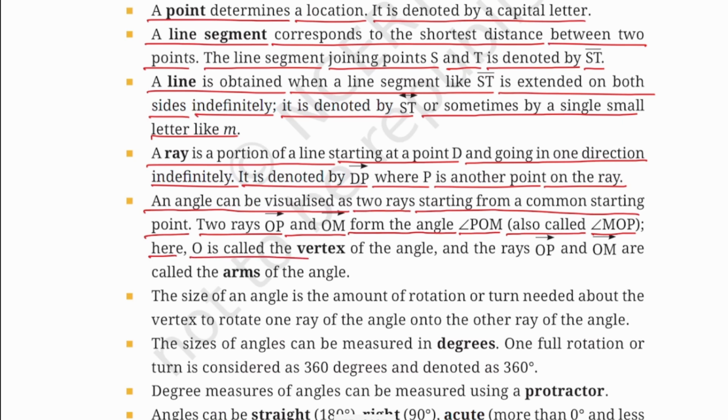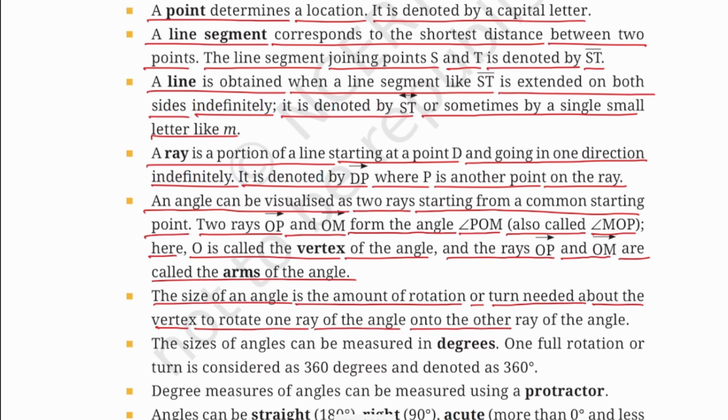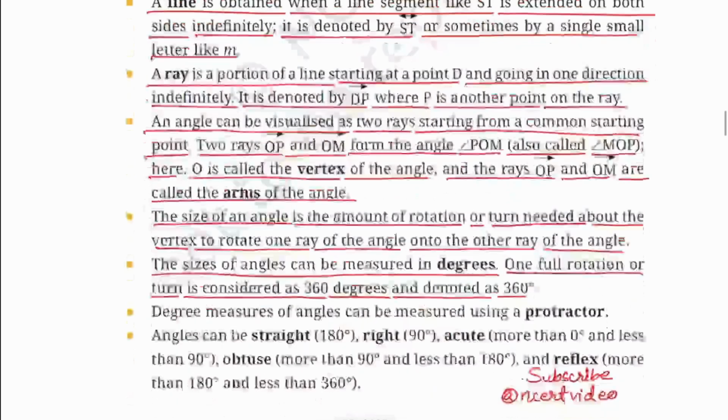Here O is called the vertex of the angle and the rays OP and OM are called the arms of the angle. The size of an angle is the amount of rotation or turn needed about the vertex to rotate one ray of the angle onto the other ray of the angle. The sizes of angles can be measured in degrees. One full rotation or turn is considered as 360 degrees and denoted as 360 degree.